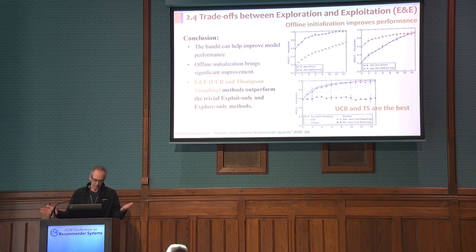So what they find, the most important take-home message is this offline stage helps to further improve the performance of the recommender. The offline initialization stage, it's important to take that seriously as well. You want to start with something sensible before you go and confront your users. They do quite a few contrastive experiments between different bandit methods for the online phase. Some of the differences are small, but it's good to know what exactly works and what doesn't seem to work.